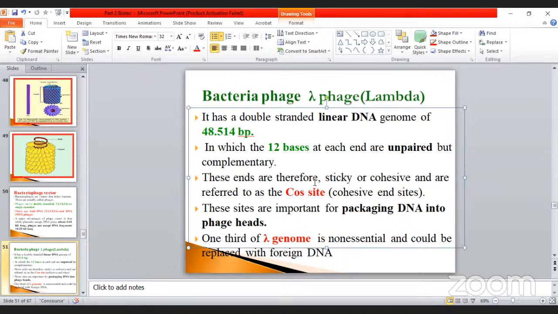Okay, these ends are therefore sticky or cohesive and are referred to as the cos site, the cohesive end site. This is very, very important, my dear students. Sometimes they ask the question about the bacteriophage, the lambda phage. The sticky or cohesive end. What is the meaning of sticky or cohesive end?